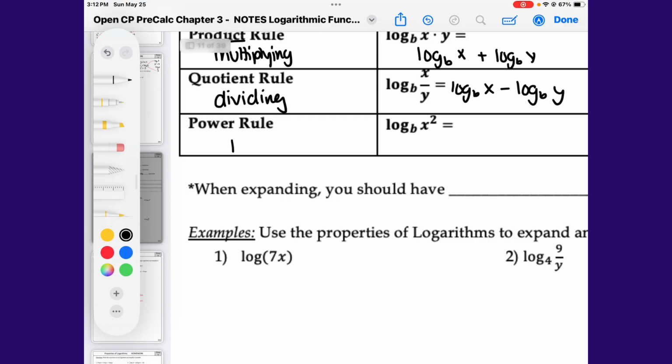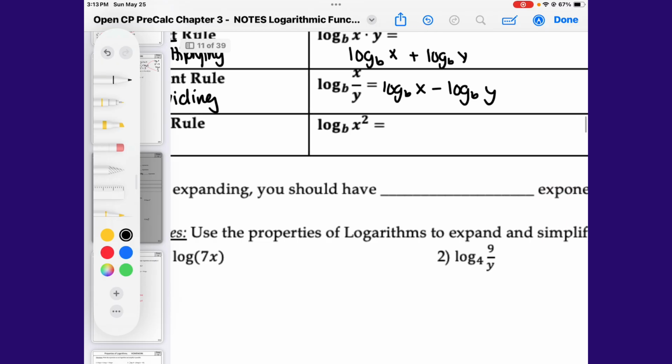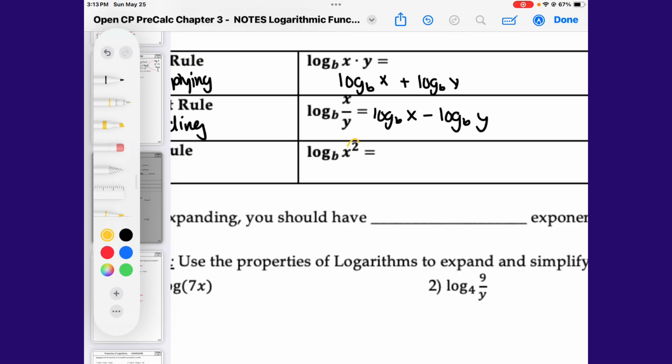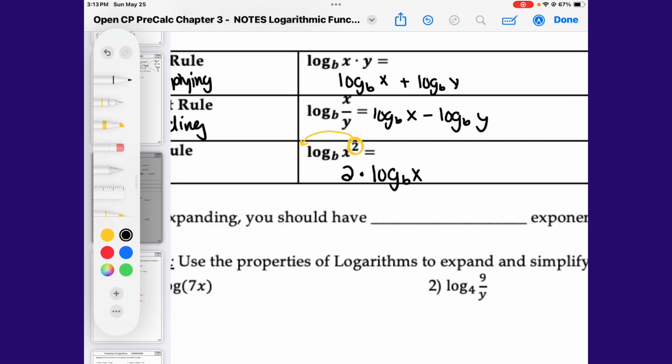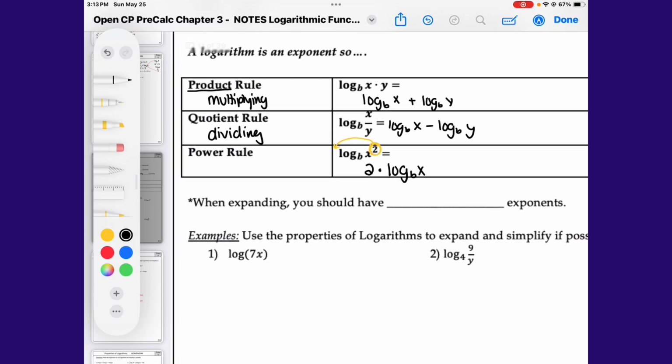Now the power rule, just like exponents, we are going to change this to multiplying. So what we do is we take this 2 and bring it out front, and instead of an exponent, this is 2 being multiplied by the log. Now you can combine these rules together. When you do that, the exponent rule would only apply to the base it is touching in the original form. And if you are expanding, which means using these rules to write out one log as multiple logs, you should have no exponents in your final answer.